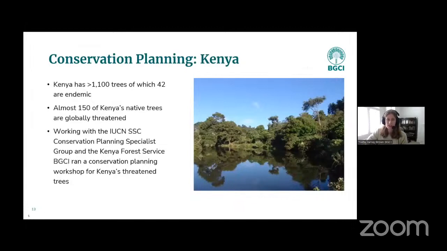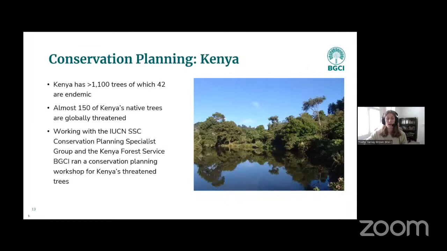So in 2020, we did some work on Kenya's threatened trees. So we've been, as I already mentioned, working with the East Africa Plant Specialist Group to red list all of Kenya's endemic trees. So using that data as the backbone of this work, we knew which species were the most threatened. We had already data on the threats to these species through the assessment and also distribution data.